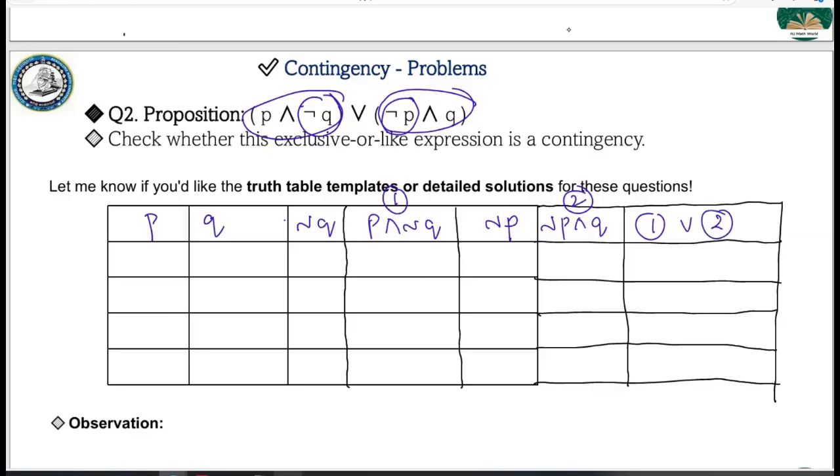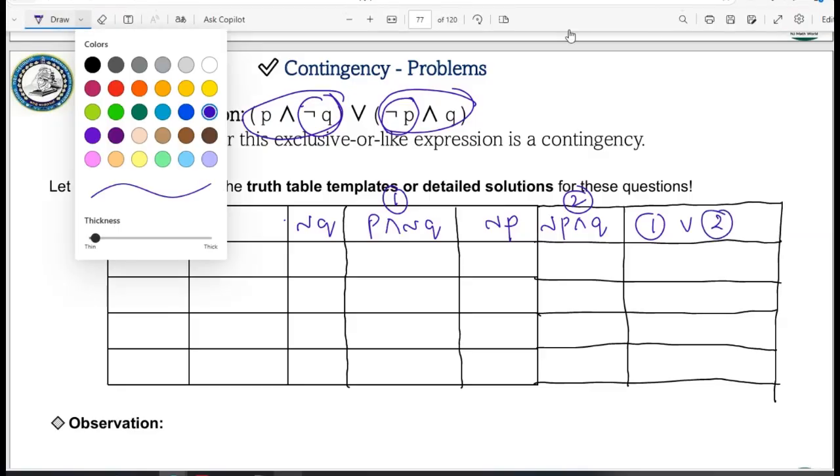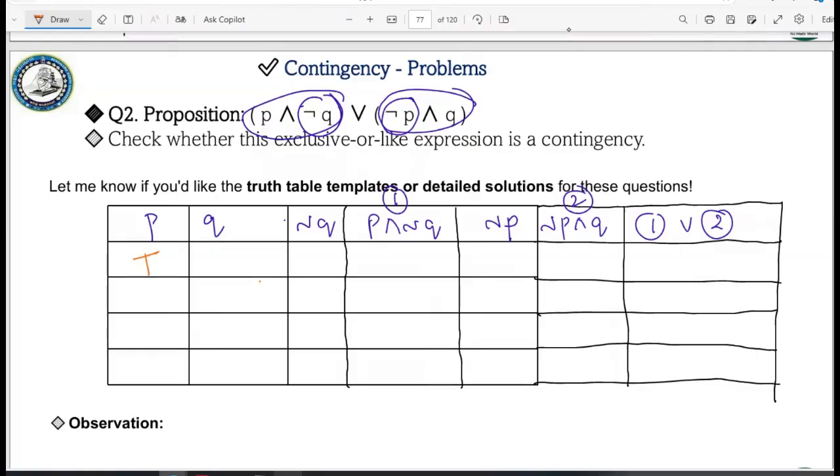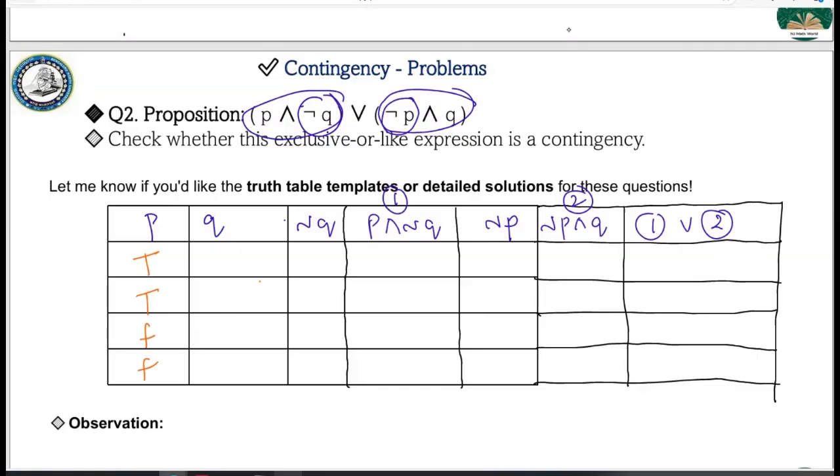Let us check whether it is a tautology or a contradiction. T T F F, T F T F. Now negation Q will be F T F T. Now P and negation Q: we have to check the first and third columns. AND is nothing but T and T, it is T. We'll just see where we have T and T. Yeah, we have it here. Then we don't have any other, it is all false.